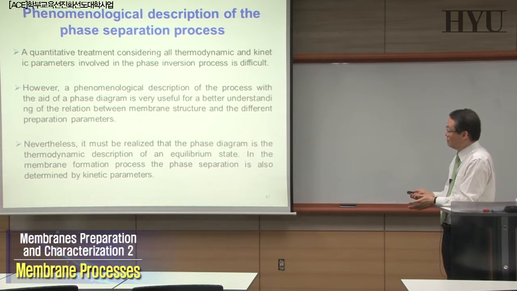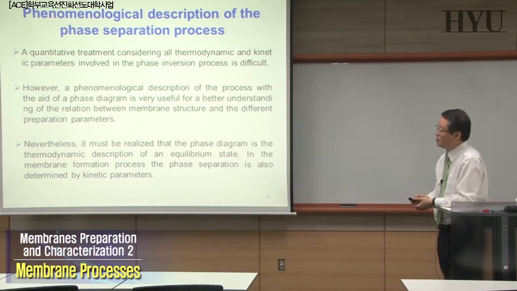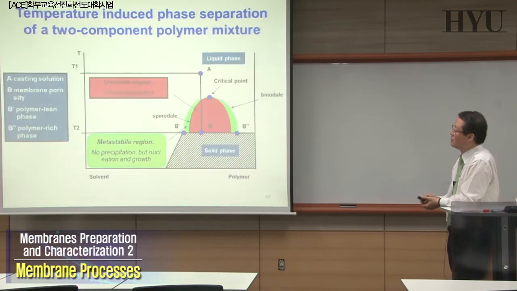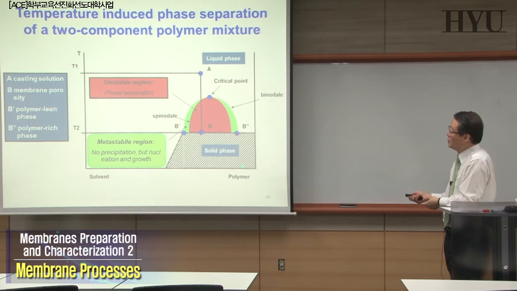The phase diagram is very important for this thermodynamic description, and we will see how this phase separation will be treated with the kinetic parameters as well. First of all, TIPS. Now, this is the polymer concentration on the x-axis. Toward the right-hand side is high polymer concentration. The left-hand side is low polymer concentration, which is solvent. And the y-axis is the temperature.